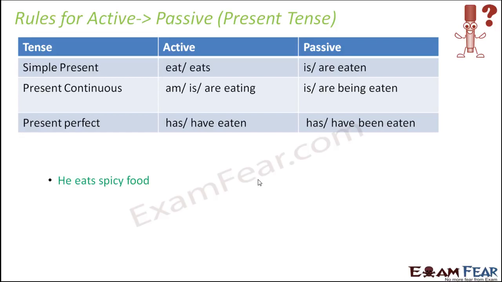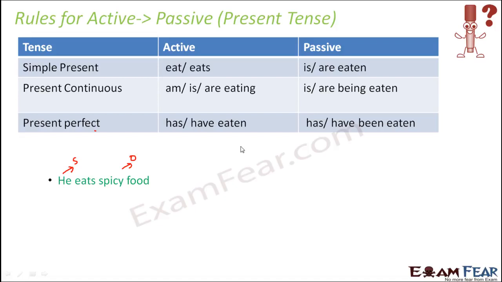For example, you are given a sentence, he eats spicy food. This is an active voice because he is the subject and he is also the doer of the action. Here the action is eating. So he is eating the spicy food. The subject does something, therefore this is active voice. Now here he is the subject and spicy food is the object.